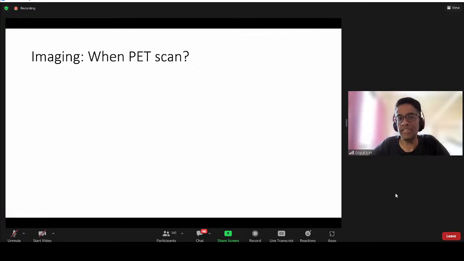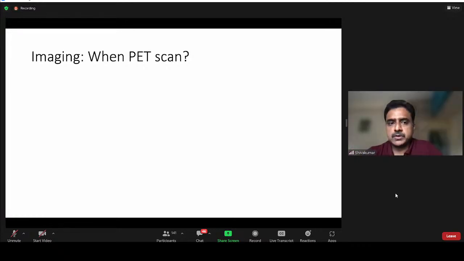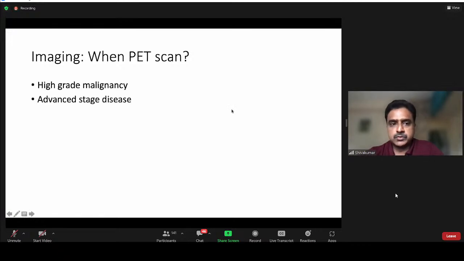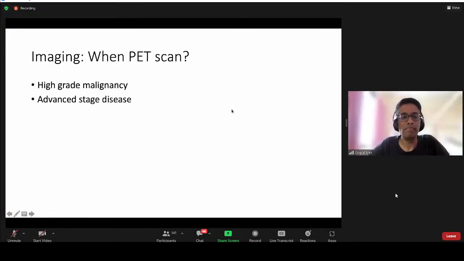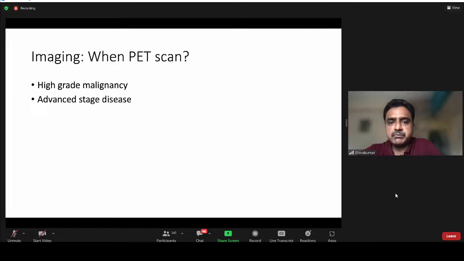And so often the patient sometimes asks for it, and therefore we then accede to their request. Right. So just to summarize, you could consider PET scan when you're dealing with high-grade malignancies like a salivary duct carcinoma or a high-grade mucoepidermoid carcinoma, advanced stage tumor, or a recurrent disease, as was being mentioned.